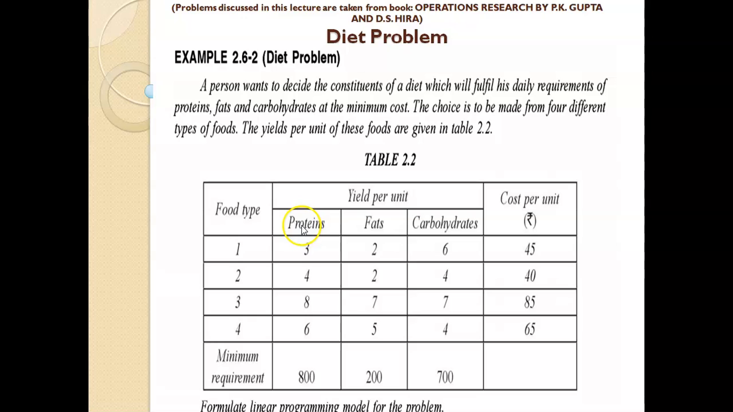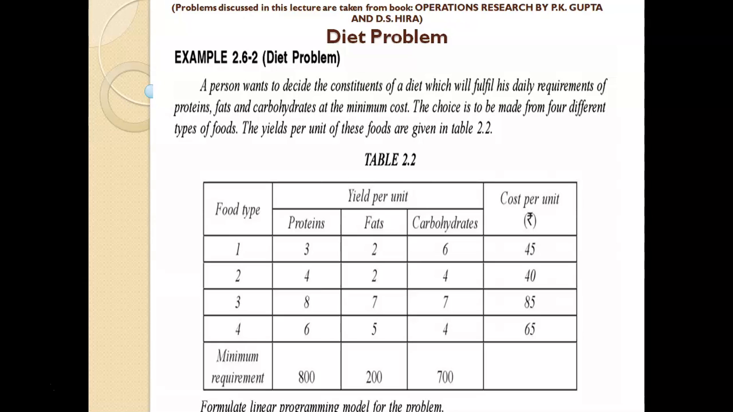Also, the minimum daily requirement of proteins is 800. Similarly, fats 200 and carbohydrates 700. So formulate the linear programming model for this problem.